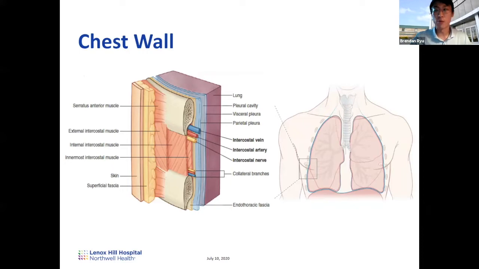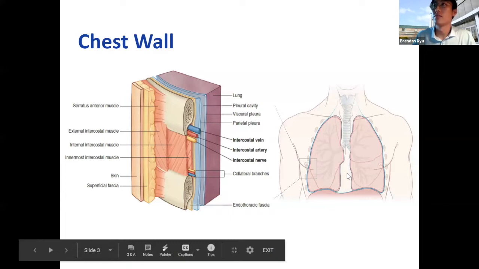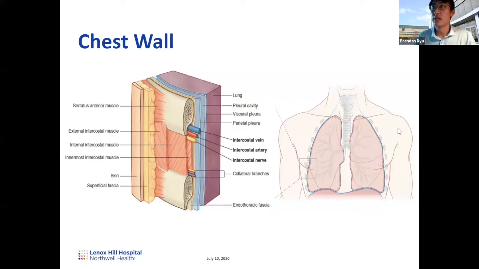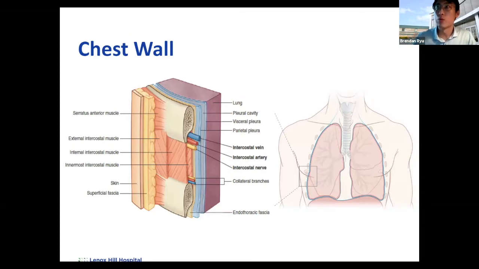I'll be starting with the outer parts of the body, going in towards the lungs. So we're going to be starting off with the chest wall. I'm sure everybody has heard of the term chest wall, but can people tell me what's comprised in the chest wall? I'm checking out the chat right now. Intercostal muscles, nice. Skin, muscle, ribs. Sternum is definitely part of the bony structure in the chest wall. I like that.